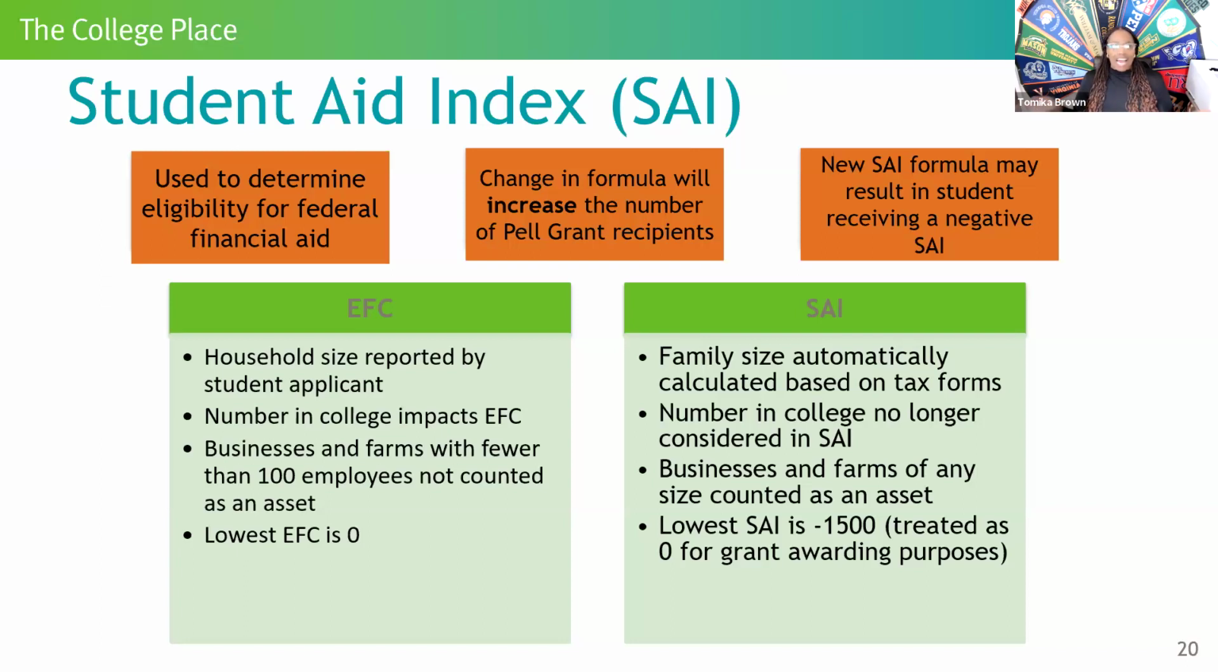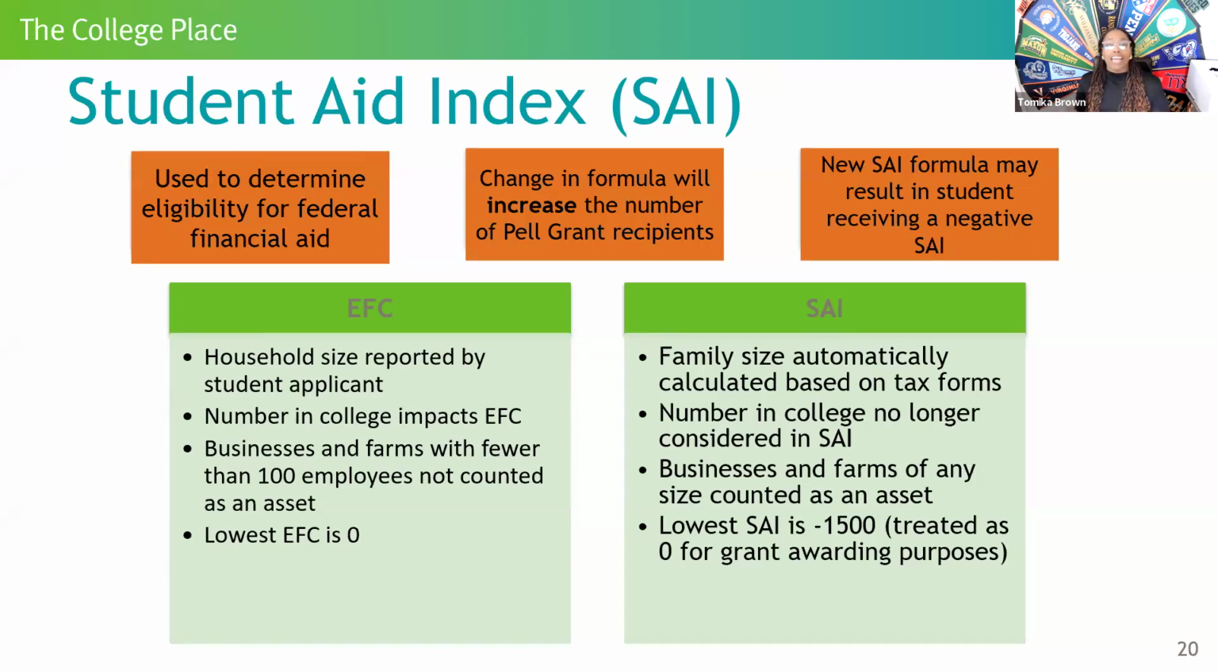So what is the SAI? This is an old term that we used to use back in the day. I feel like I'm showing my age because when I first started the work, we used SAI. We didn't use EFC. So they're going back to this term. Student Aid Index is used to determine eligibility for federal financial aid.